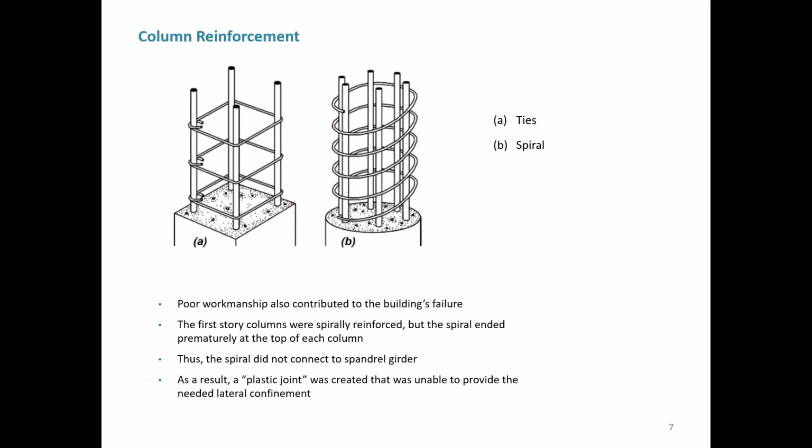Now these steel reinforced columns also need either ties, as shown on the left, or spirals, as shown on the right. Unfortunately, poor workmanship contributed to the building's failure. The first story columns were spirally reinforced as shown in diagram B, but the spirals were not connected to the top, to what's called the spandrel girder. So it was poor workmanship. As a result, a plastic joint was created that was unable to provide the needed lateral confinement.